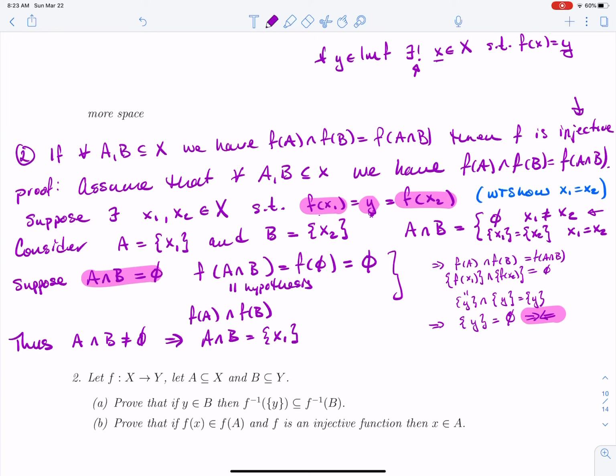Now, what on earth were we trying to prove? We were trying to prove that it's injective, so we were trying to prove that x1 equals x2. Well, if A intersect B is equal to x1, and A is the set x1, and B is the set x2, the only way we can intersect the set with x1 and the set with x2 and get the set x1 again is if those two elements are equal. And that shows that it's injective.